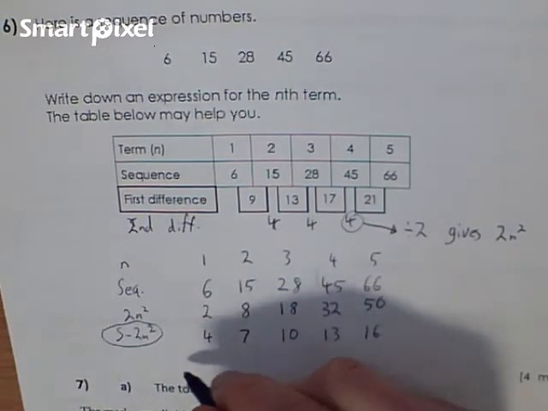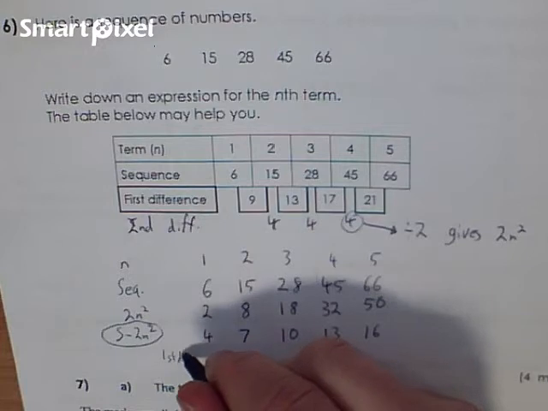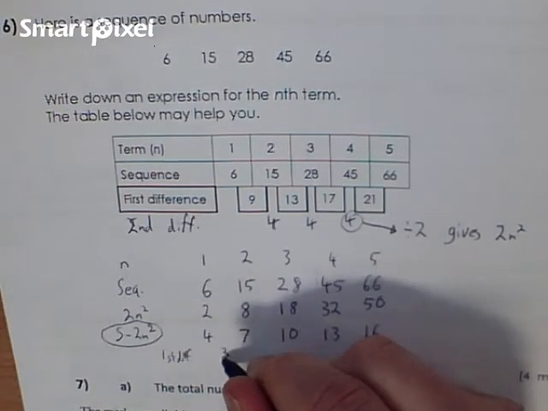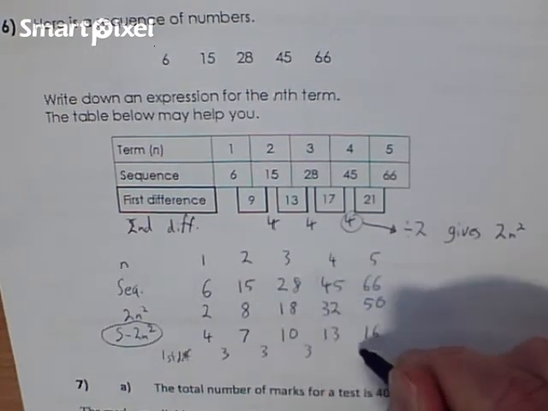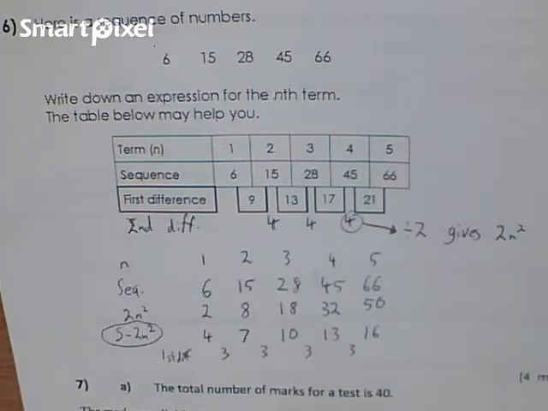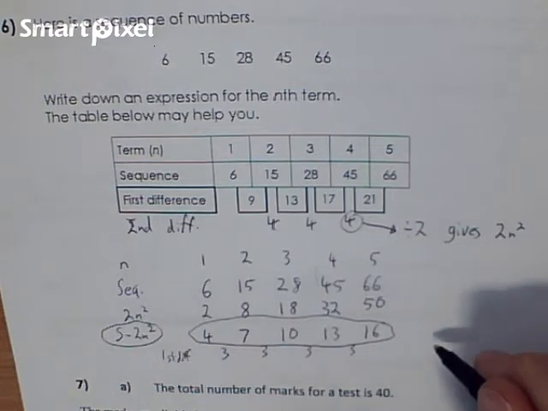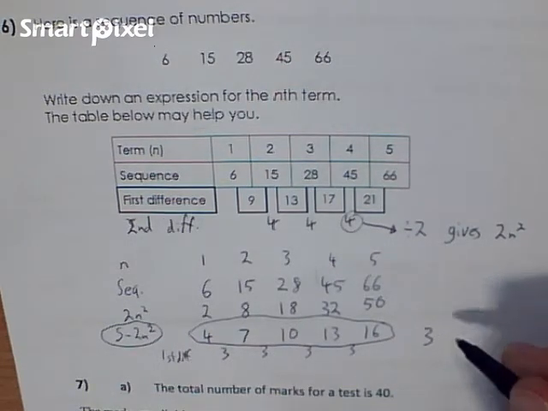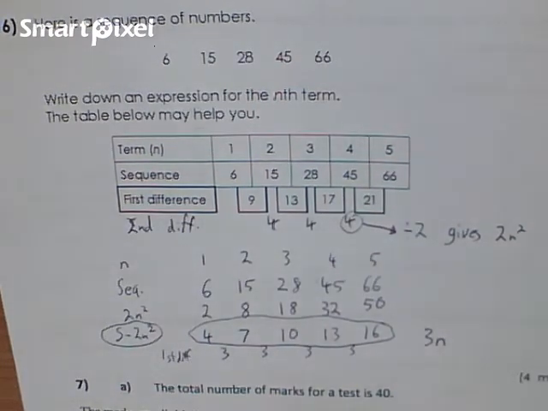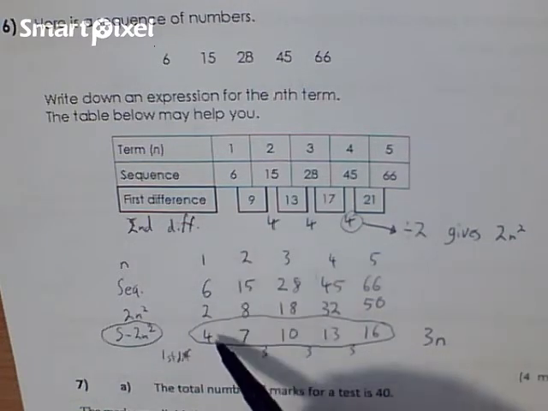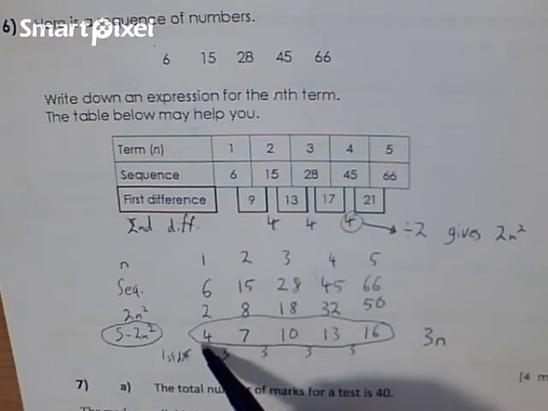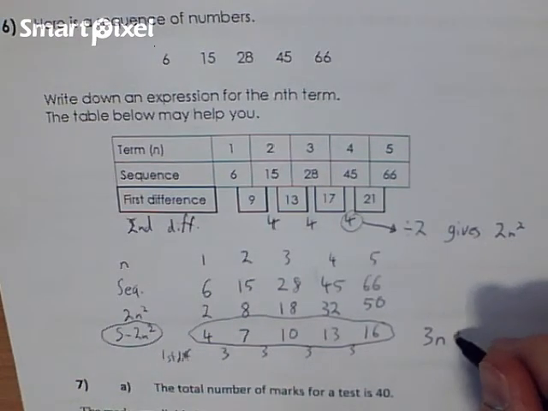It's going up in threes, so I'm going to do first a diff again. 3, 3, 3, 3. So I know that this sequence here is 3n. But now how do I have to adjust it? Well, 3 times 1, and to adjust it to give me the sequence, I would have to add 1.